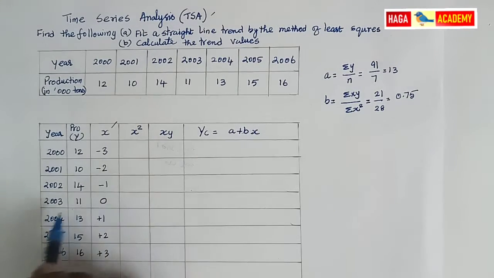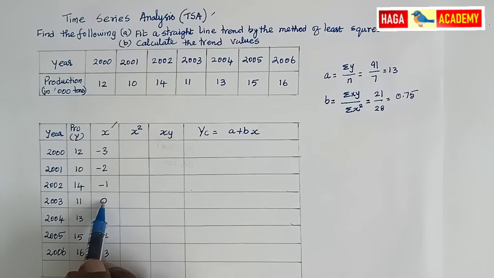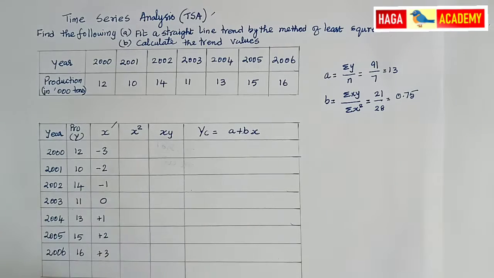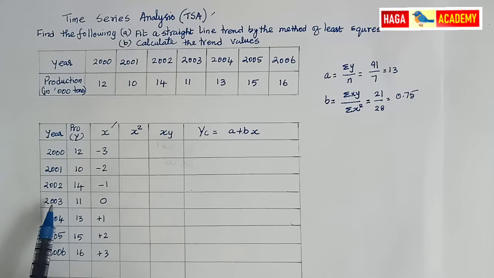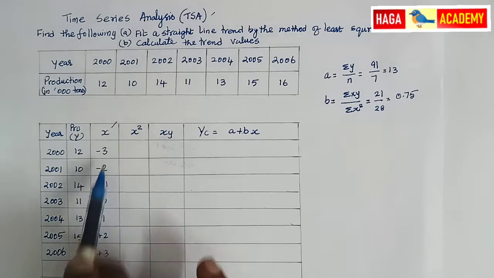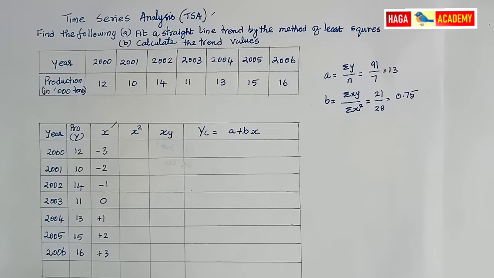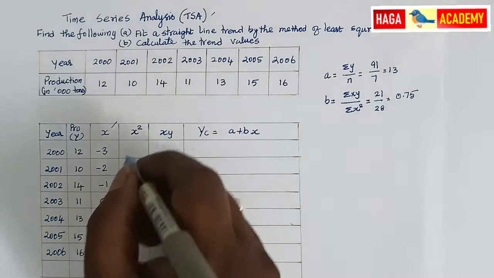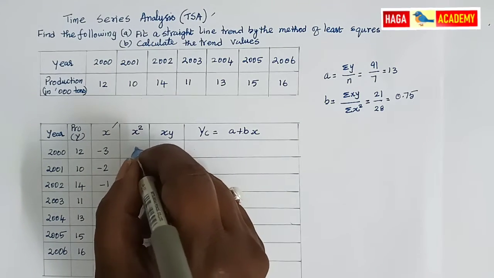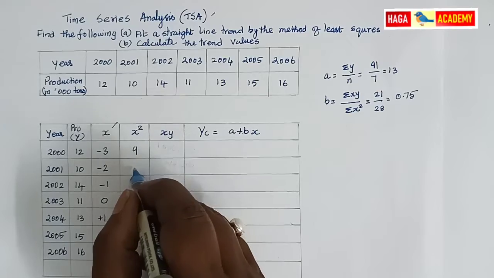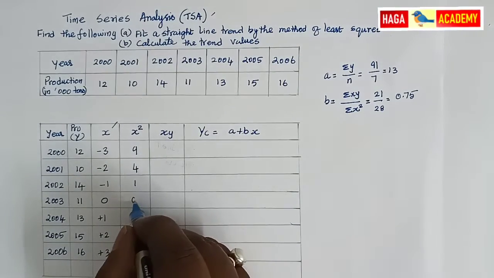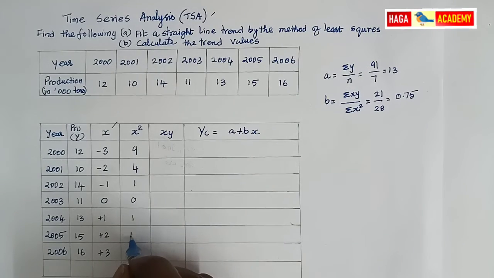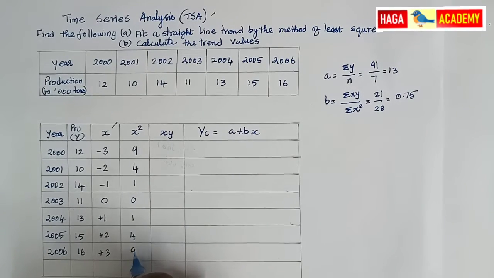How can we identify this value? 2003, make it 0. From this, we will go for the further steps. For example, whatever value is available in the year, from 2003 you subtract. This value you are going to get. Now we want to identify x square. So minus 3 square, minus into minus is plus 9. The second value is 4, and the third is 1. 0 square is 0, then 1, 4 and 9.